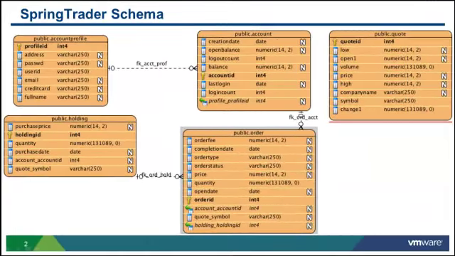Let's have a quick look at the Spring Trader converted data model. Here we have account profile table with profile ID as its primary key, an account table with account ID as its primary key and it references profile ID from account profile. We have quote table with quote ID as its primary key, holding table with holding ID as its primary key. And finally, we have order table with order ID as its primary key and it references holding ID and account ID from holding and account tables respectively.